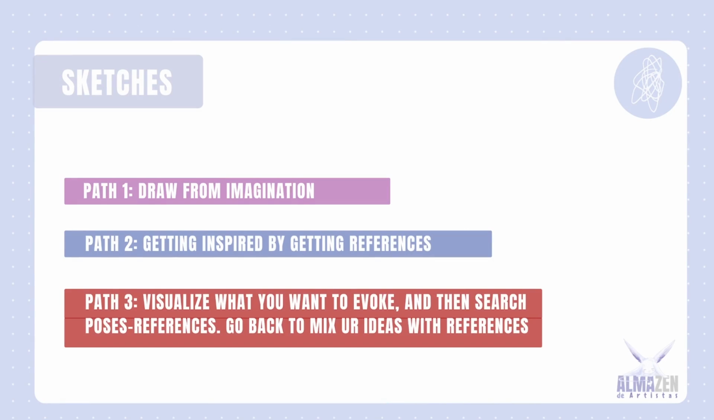For the sketches that we are going to be using here, the first part is to draw from your imagination, really whatever comes to your mind, to your heart, just do it, doodle that, and then we are going to get inspired and referenced by observing and contemplating others. And at the end is going to be path number 3, that is to visualize what you want to evoke, and then search poses or references, and also then go back to mix your ideas with the references.